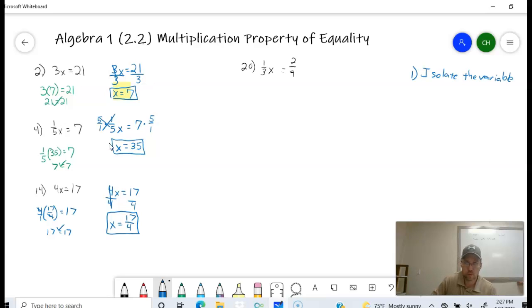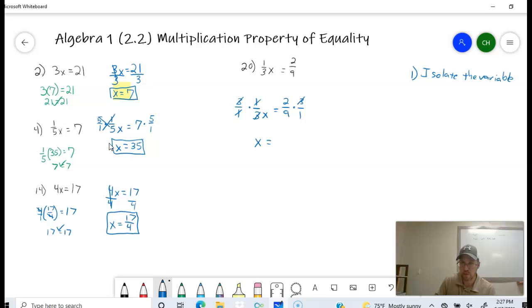Alright, number 20. 1/3 x equals 2/9. I just talked about this one on number 4. I've got a fraction times a variable. I know I'm going to divide because it's multiplication, and I'm dividing a fraction. So instead, I'm going to multiply by its reciprocal, which is 3 over 1. The 3 and the 3 cancel, the 1 and the 1 cancel, leaving me with x on this side.